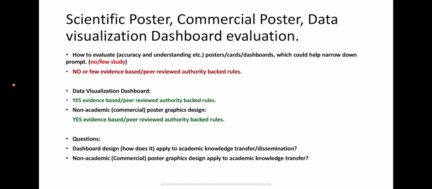So I guess my question here is, how would we use that? Because we don't have much to use as a metric for scientific posters, can we use the metrics used to evaluate dashboard design and non-academic poster graphic design and apply them to academic knowledge transfer, like to scientific posters?